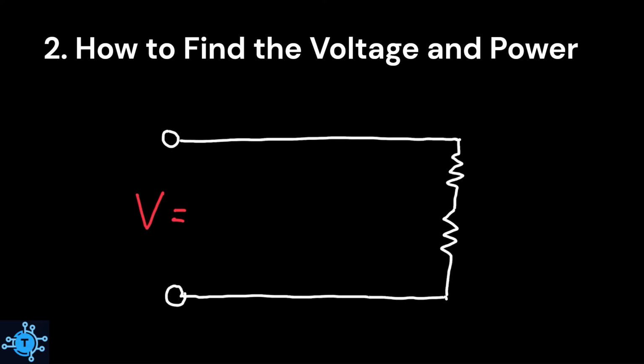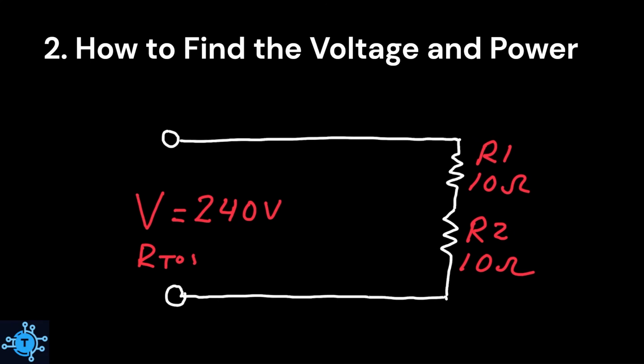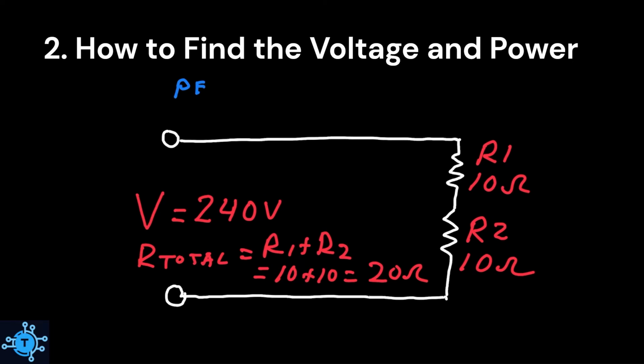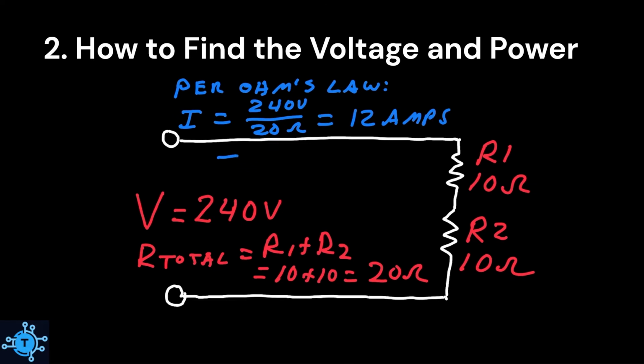Let's do an example by assigning some values to this circuit. Suppose you have a voltage source of 240 volts. Let's call this load R1 and give it a value of 10 ohms. This one, R2, also with a value of 10 ohms. The total circuit resistance would simply be R1 plus R2, or 20 ohms. The current will be the voltage source divided by the total circuit resistance. Per Ohm's law, we have 240 volts divided by 20 ohms, or 12 amps of current flowing through the circuit.